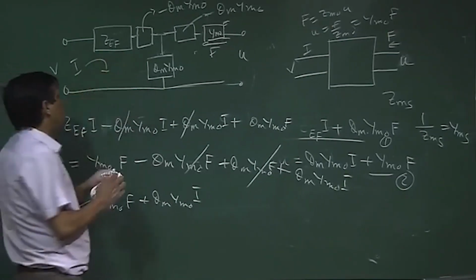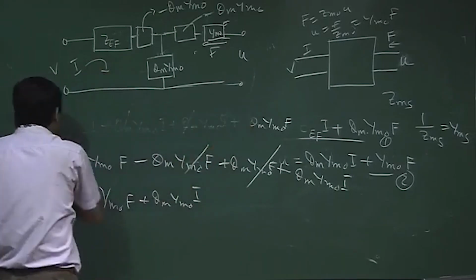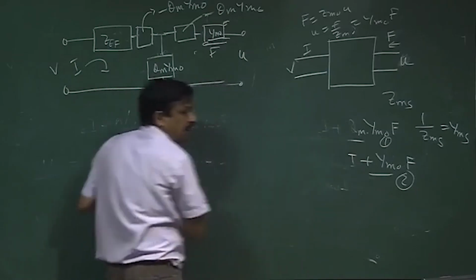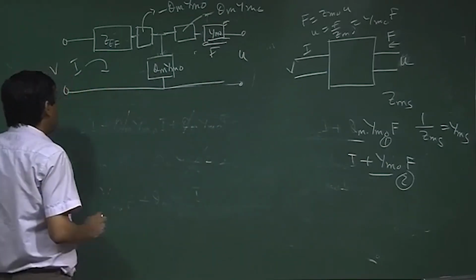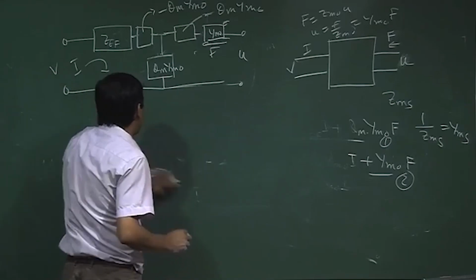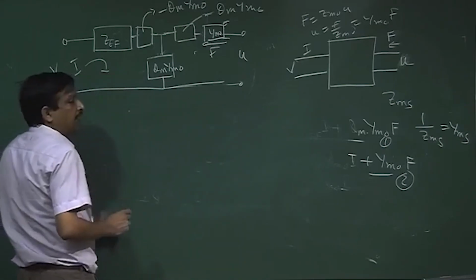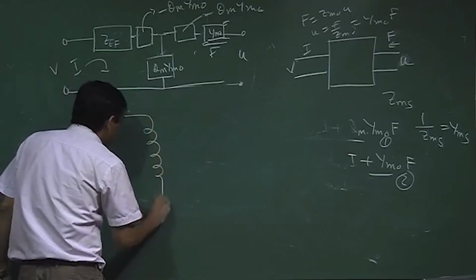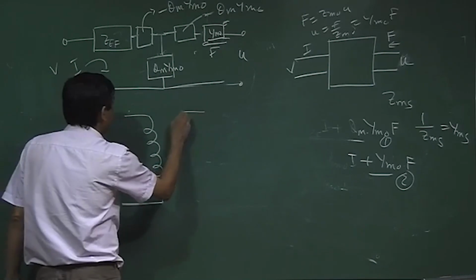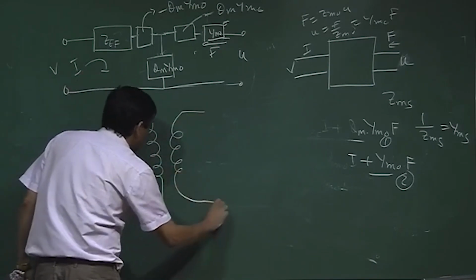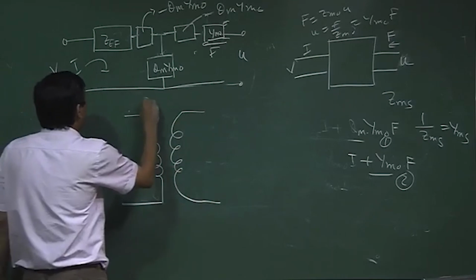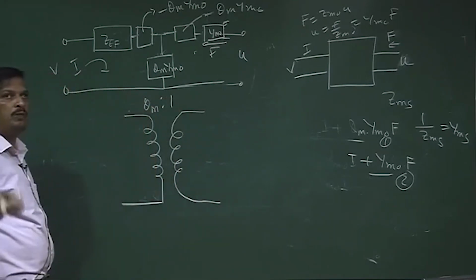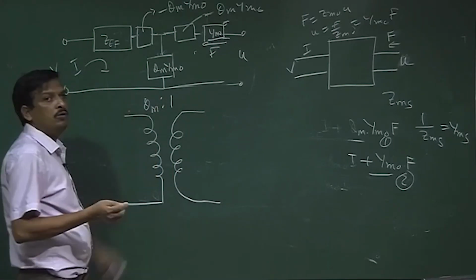Once the equivalent circuit is okay, can I replace this minus phi m YMO? Similarly, as in the case of the reciprocal transducer, I take a transformer. So here also I can take a transformer. This is phi m is to 1. That time I took 1 is to phi; here it is phi m is to 1.